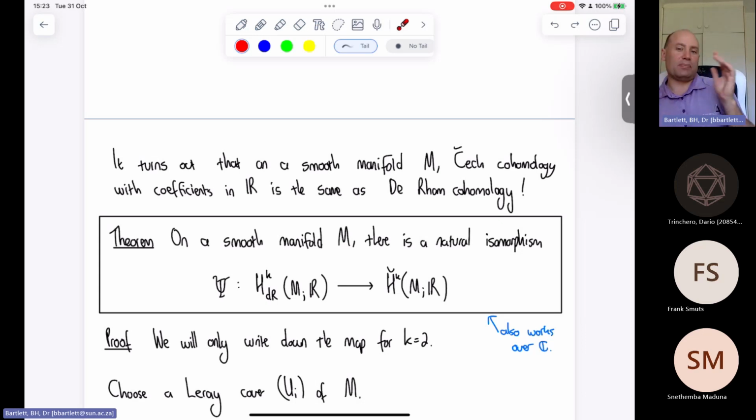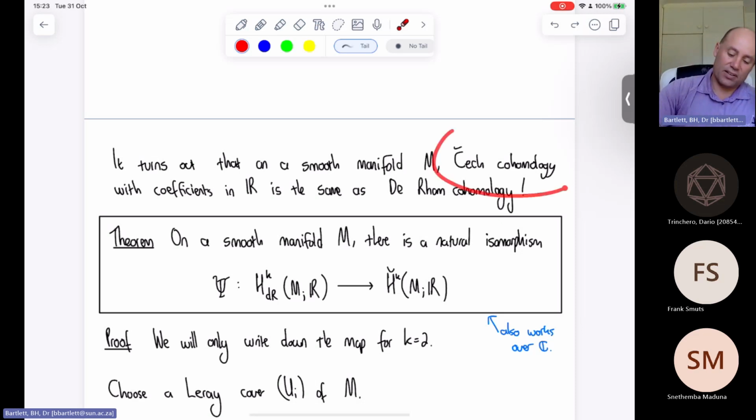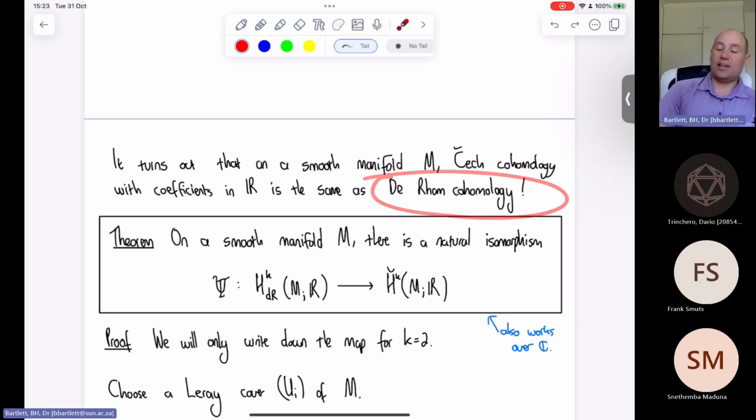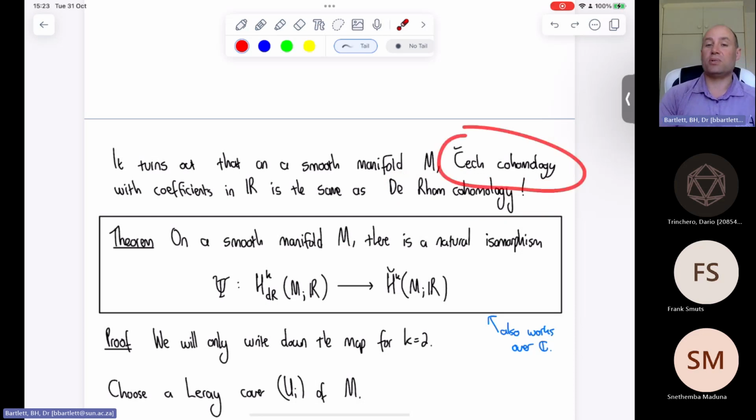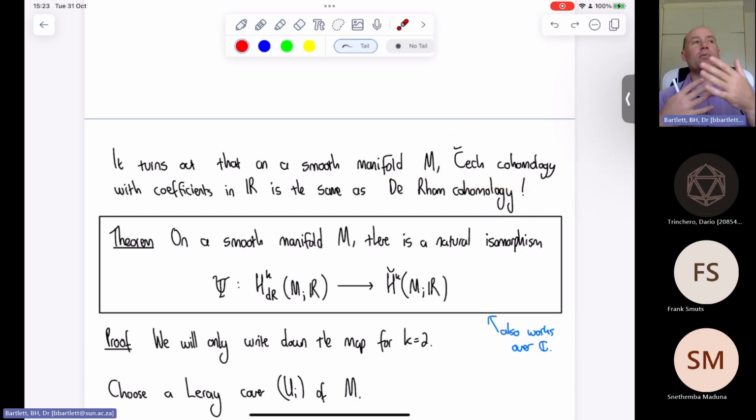So that's quite remarkable because these are two very different things. Čech cohomology doesn't use calculus at all. De Rham cohomology very definitely uses calculus. So something defined using calculus is equivalent to something which is, I would say, combinatorial in nature. Čech cohomology is really combinatorial in nature. It's just got to do with the combinatorics of how the open sets intersect with each other.